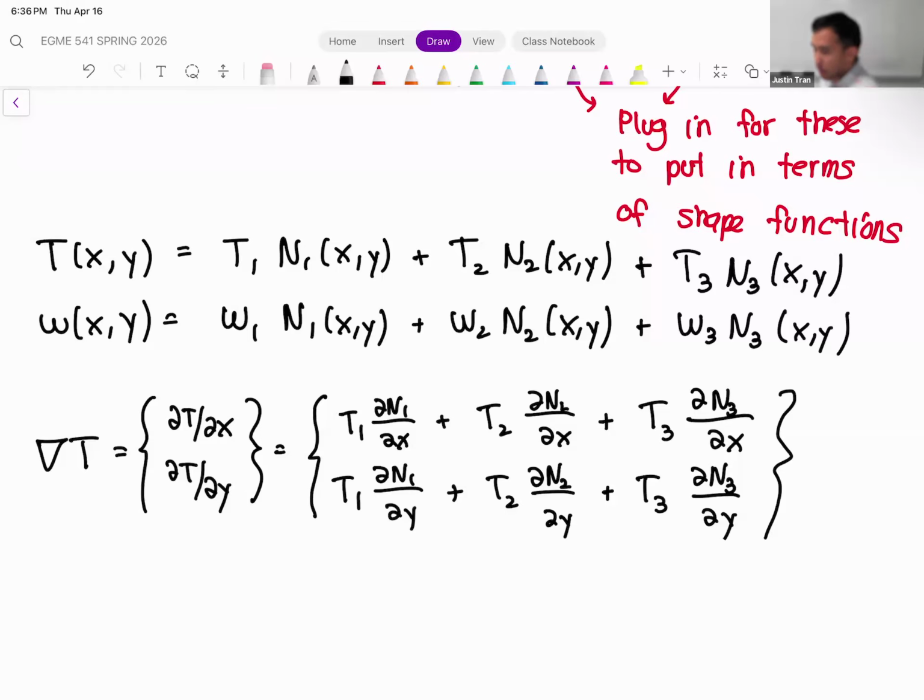Right, so this is kind of a big change from our 1D, right? And so our gradients are now vectors, and so we need to compute each component of the vector. For each component, we're taking the derivative with respect to a different variable, okay?